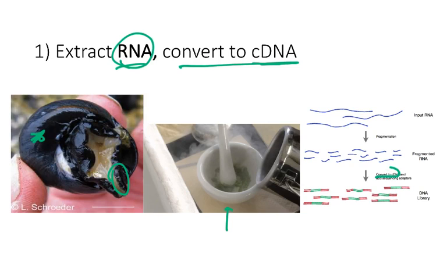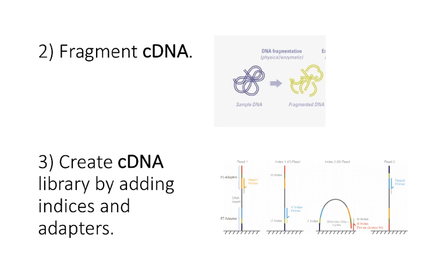You're converting to cDNA, and that's what you actually work with for subsequent steps because the cDNA is more stable than RNA. So just like in the previous genomics video, you first want to fragment that cDNA and then create a cDNA library by adding indices. Remember, indices are those unique barcodes that allow you to demultiplex later, and the adapters are what allow the library sample to actually bind to that flow cell.